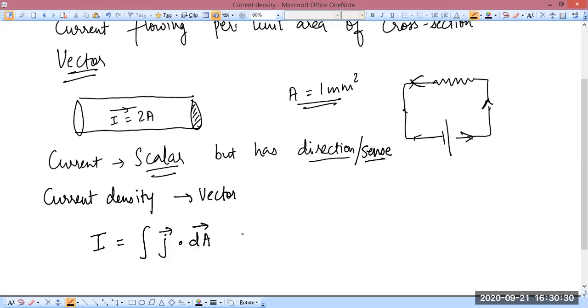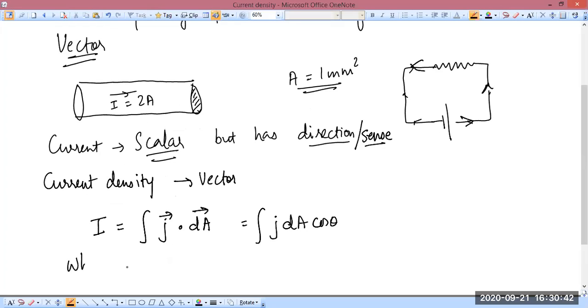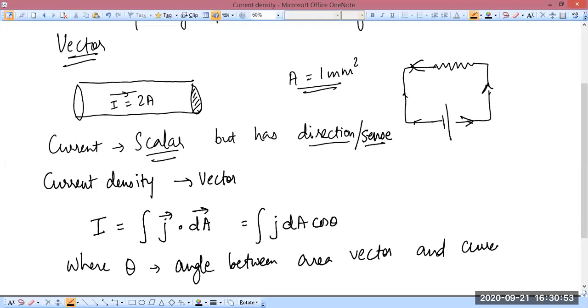Okay, this is the proper way to write current. All right, current is the integration of j vector dot dA, or the integration of j dA cos theta, where as usual theta is the angle between the area vector and current density. That is, it is the angle between dA vector and j vector.